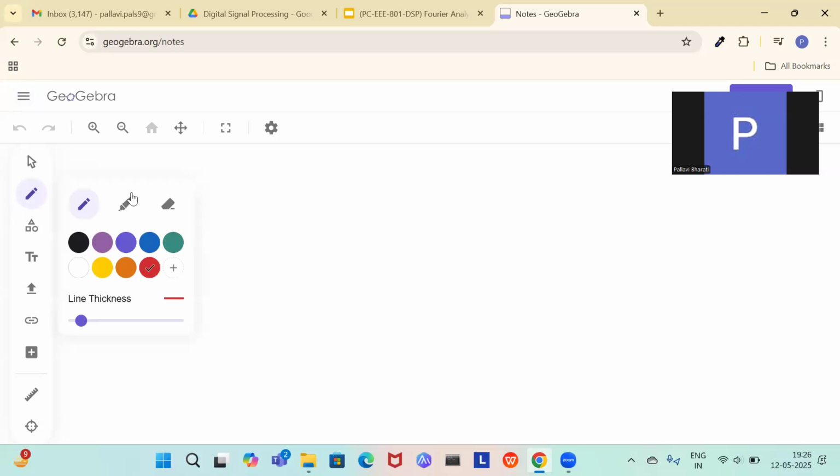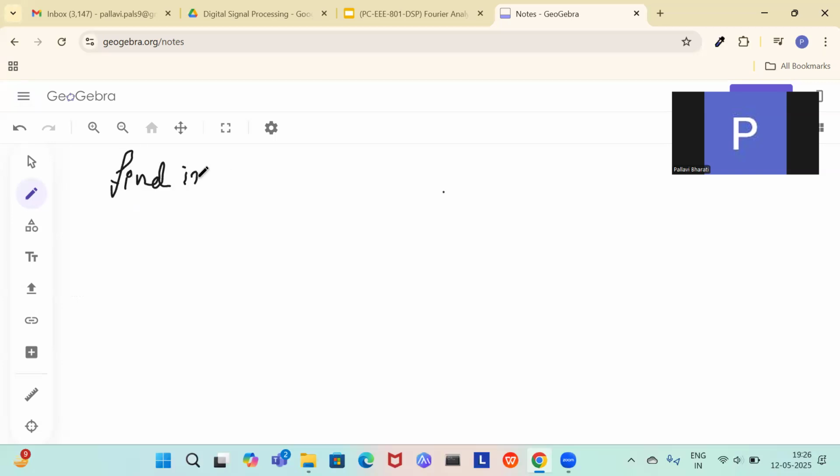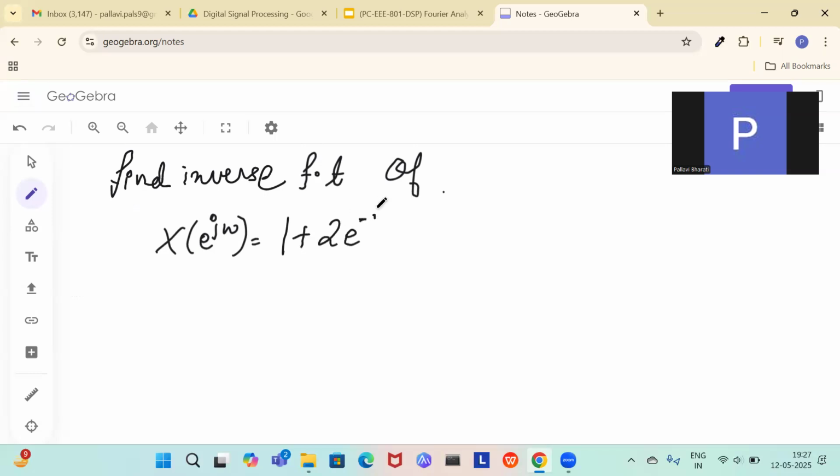Okay, the question is: find the inverse Fourier transform of X(e^jω) equals 1 plus 2e^(-jω) plus 2e^(-2jω) plus 3e^(-3jω).